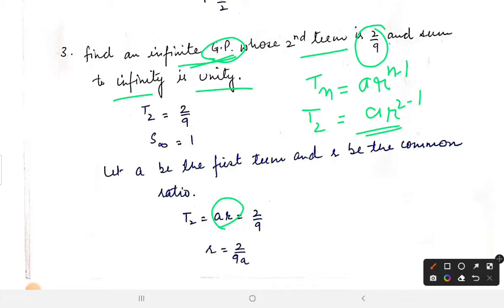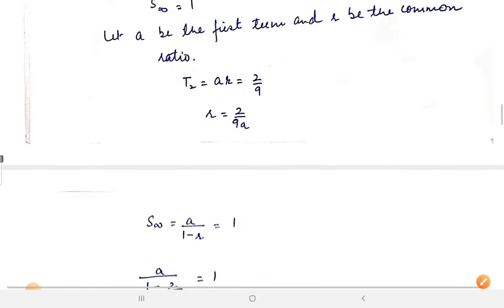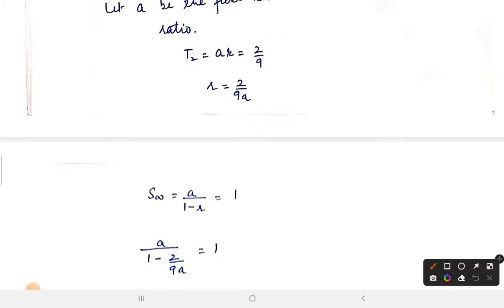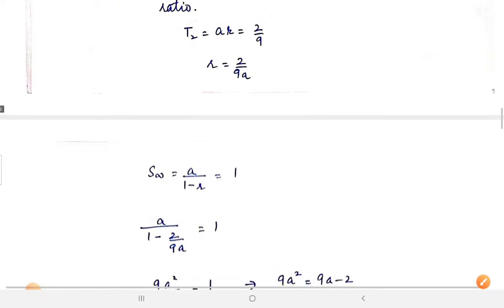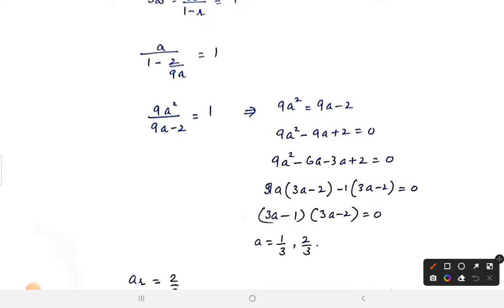A into r is given to us as 2 by 9. Also we are given that the sum to infinity is 1. So let us find the value of r. From here, r is 2 upon 9a. So S infinity is a upon 1 minus r, equal to 1, as given. Let us now substitute the value of r, which is 2 upon 9a. So the expression is completely in a now. Let us now calculate the value of a. So it is 9a squared, 9a minus 2. Cross multiply it, and we will get 9a squared minus 9a plus 2.